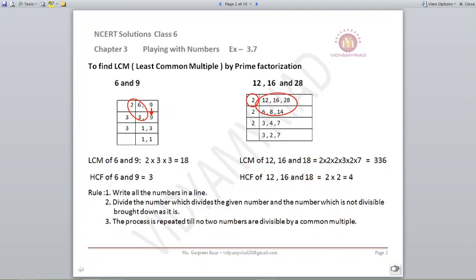Now let's take three numbers, 12, 16 and 28. Whatever your number criteria is, whether 2, 3 or 4, the first and foremost thing, write them in a straight line with commas in between, and try to see with which number they will be divisible. As usual, if the number is even, I will always start with 2. All the numbers 12, 16 and 28 are even and all will be divisible by 2, because I know 2 6s are 12, 2 8s are 16 and 2 14s are 28.